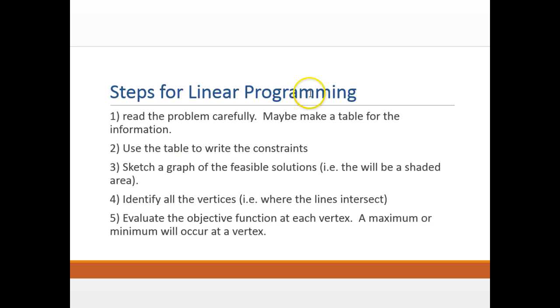This is how we're going to do the linear program. We're going to read the problem carefully and make a table for the information. We're going to use the table to write the constraints. We're going to sketch a graph of the feasible solutions. The shaded area will be the feasible solutions. We're going to identify all the vertices. The vertices are basically the places where the lines intersect. And then we're going to evaluate the objective function at each vertex. The vertices are where we're going to get our maximum or minimum from.